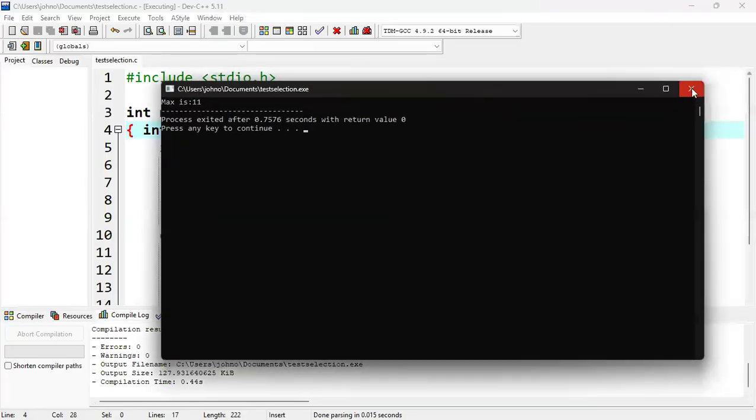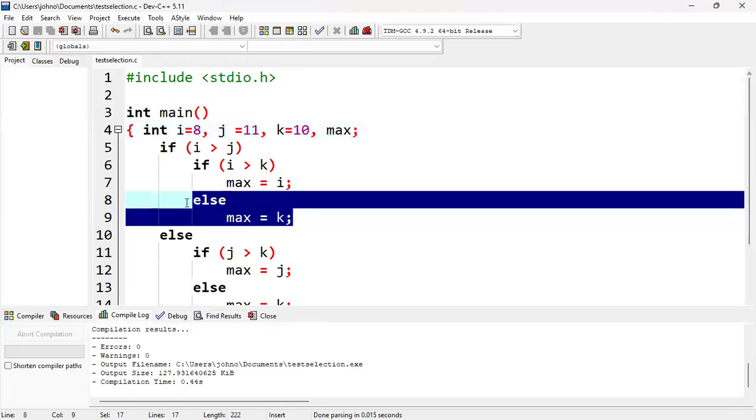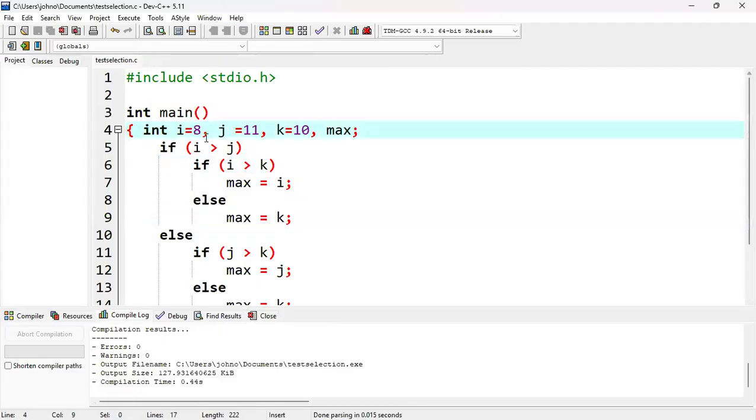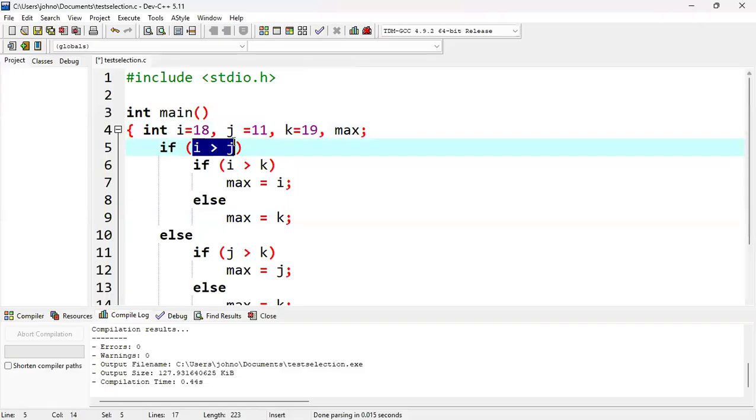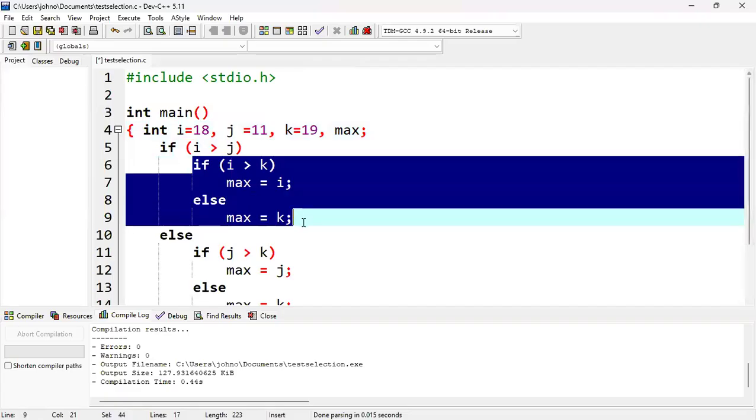Max is 11. Okay, now here is what I want you to think about. If I remove this else, what would happen? Okay, let's first change the situation. Let's make i to be 18 so that we can test in a different way. Okay, we know that i is the maximum now. Let's not make i the maximum. Let's make somebody else maximum. So if i is greater than j, is i greater than j? Yes. So we come here and then we check the remaining situation.